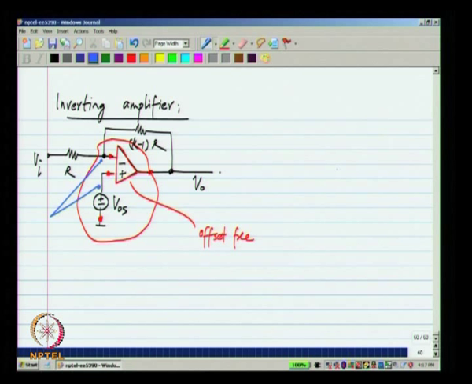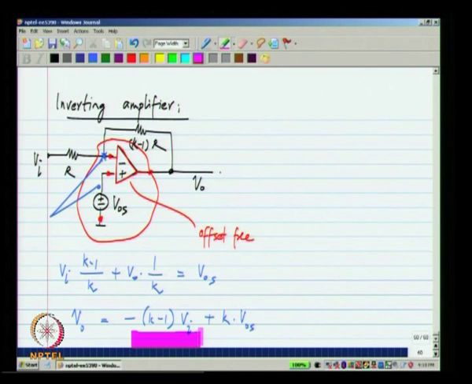These two voltages will be equal to each other, and we know by the resistive division formula that the voltage at the minus input will be Vi times (k minus 1) by k plus Vo times 1 by k, and that will be equal to VOS. Okay. So, now we can write Vo to be minus (k minus 1) times Vi plus k times VOS.